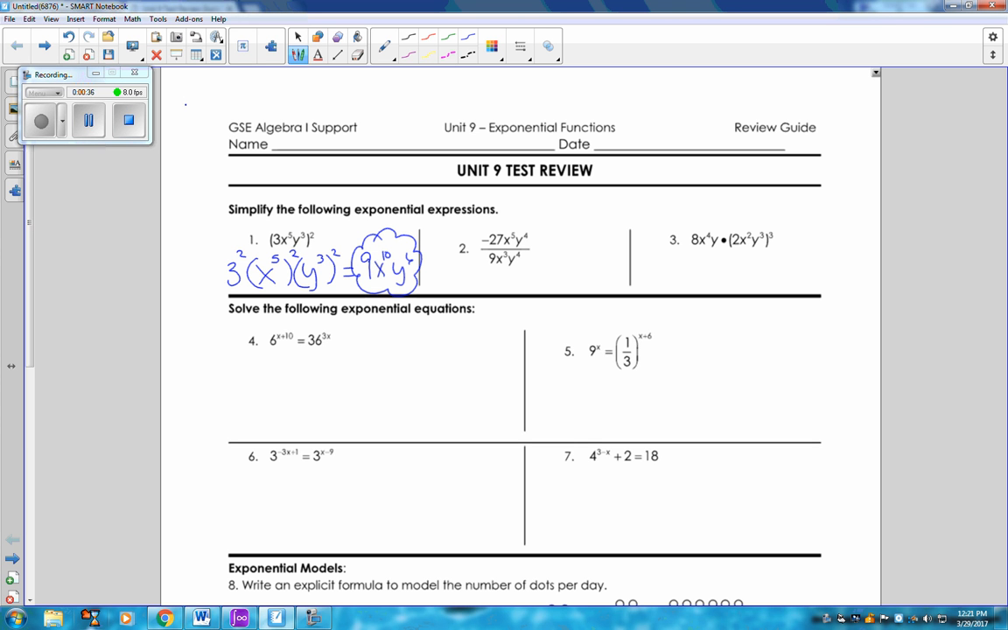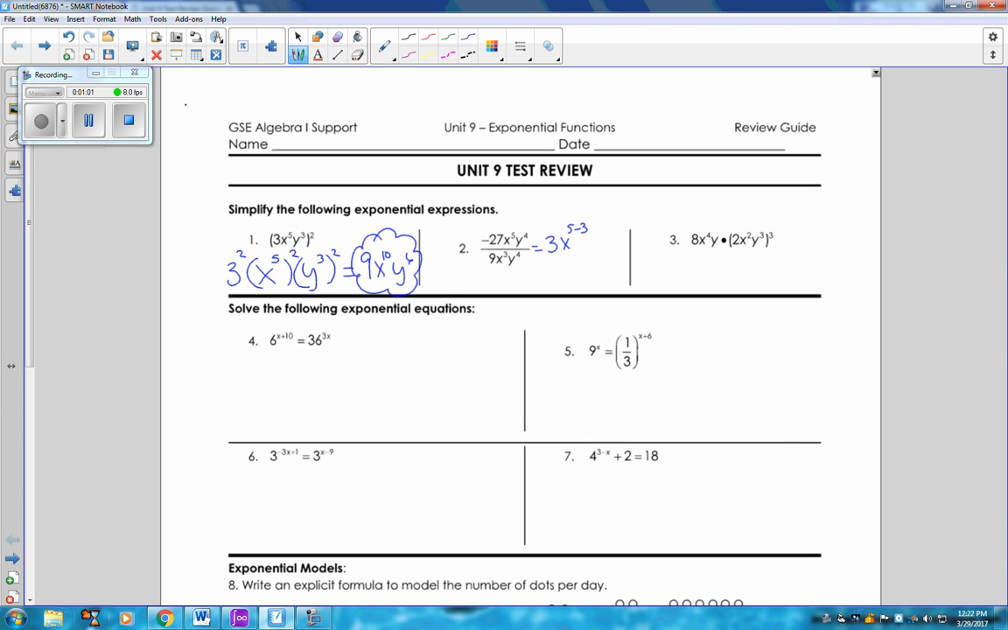On number 2, I'm first going to divide those integers. Negative 27 divided by 9 is 3. And now look at your x and y. There are more x's. The higher exponent is in the numerator for my x's. So I'm going to keep that in the numerator and subtract the exponents. 5 minus 3. Those are the exponents on the x.